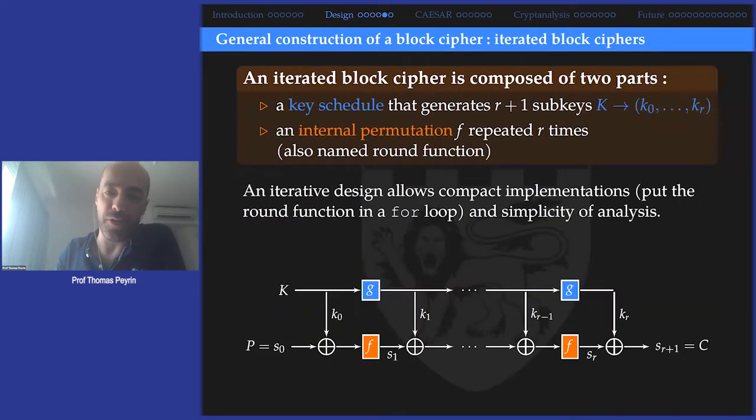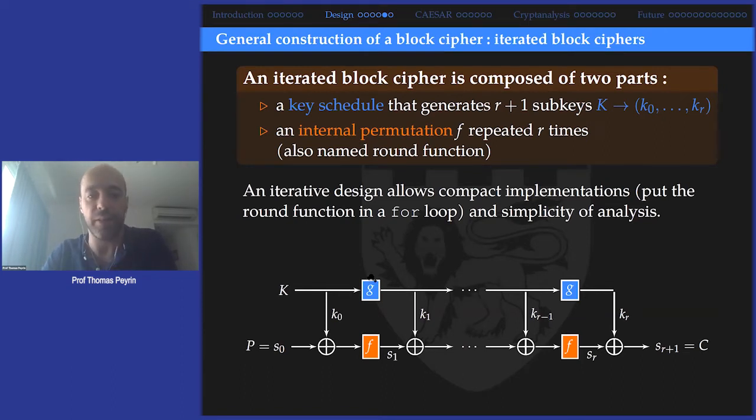So I zoom a bit more now. Let's take a look at how these block ciphers are actually designed. So this is my plain text input, the part that is not ciphered yet, this is my key input, and this is my ciphertext here, the encrypted data.